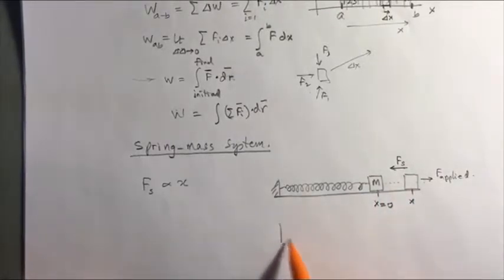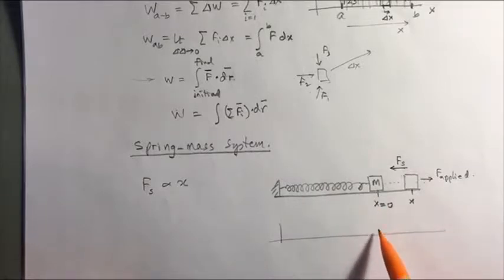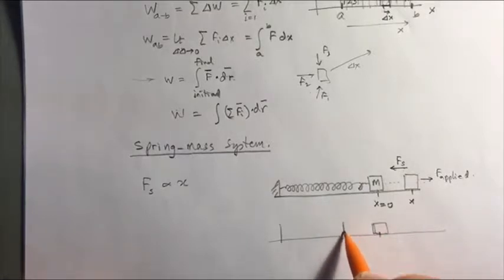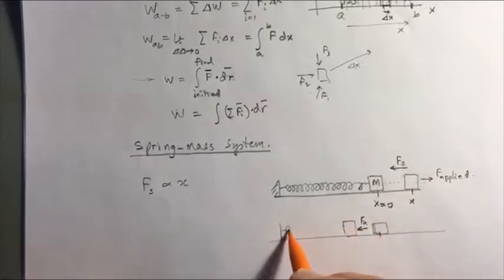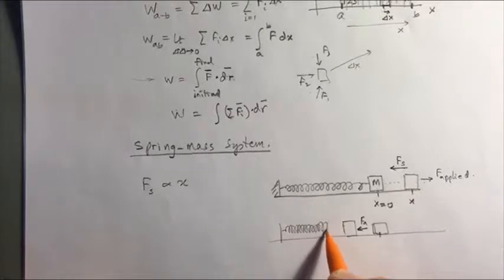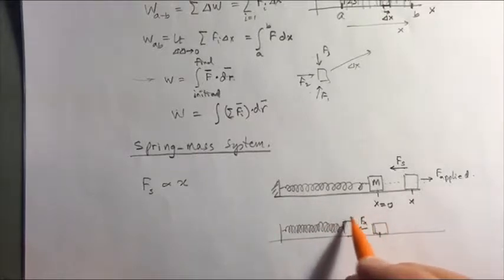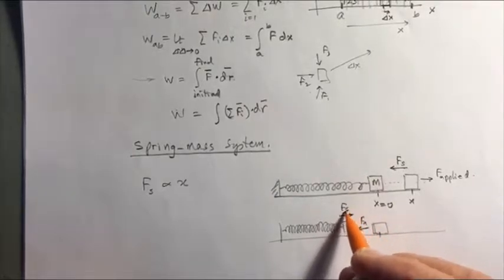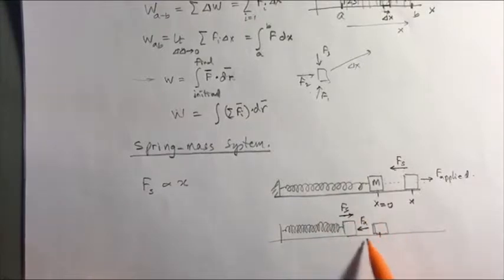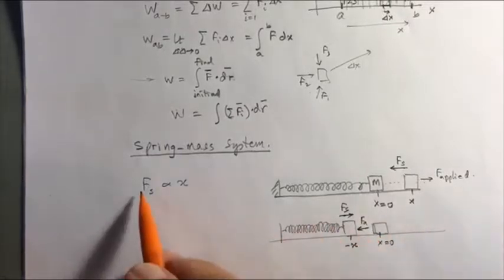Now that's the mean position right here. If we were to squeeze the spring to some position, so we apply a force this way, that's our F applied, and the spring is now squeezed, so the spring is going to be pushing outwards. So the restoring force is now positive, and this is x equal to 0, and this is some negative x. And again, the restoring force is proportional to x.